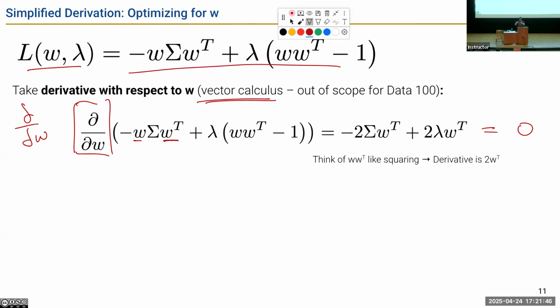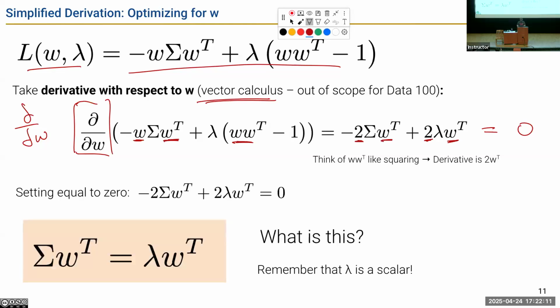WW^T is kind of like the idea of squaring W. What happens if you take the derivative of something squared? The 2 moves out front, right? The power becomes 1, and so the derivative of WW^T just becomes 2W^T. Okay, that's sort of the intuition there. Again, vector calculus is out of scope for Data 100. I just want to show you where we're going. If we set that equal to 0 and then solve, we end up with this nice expression.